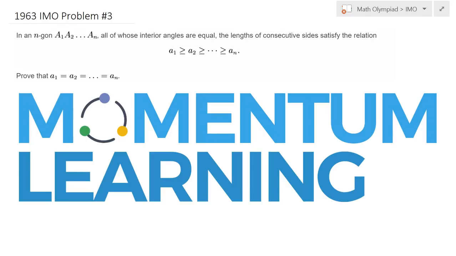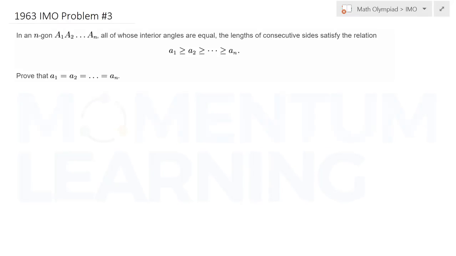This is 1963 IMO problem number 3, and here is a view of this problem. In an n-gon, A1, A2, ..., An are the vertices, all of whose interior angles are equal, so that's crucial. So this is an equiangular polygon, right? Polygon, or in that case n-gon.